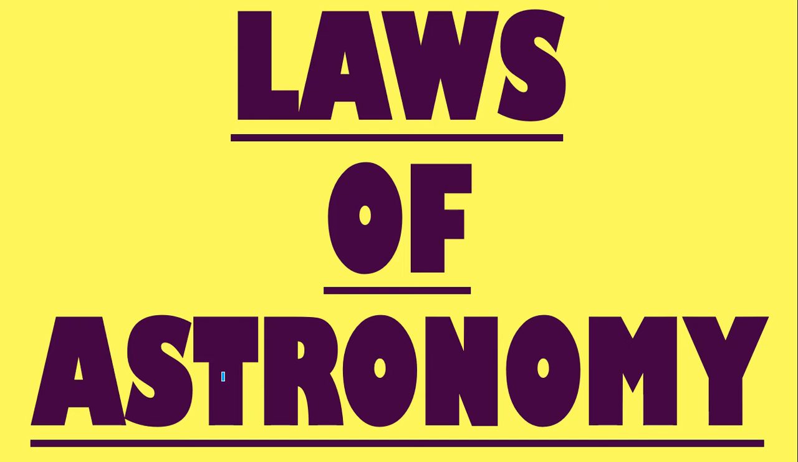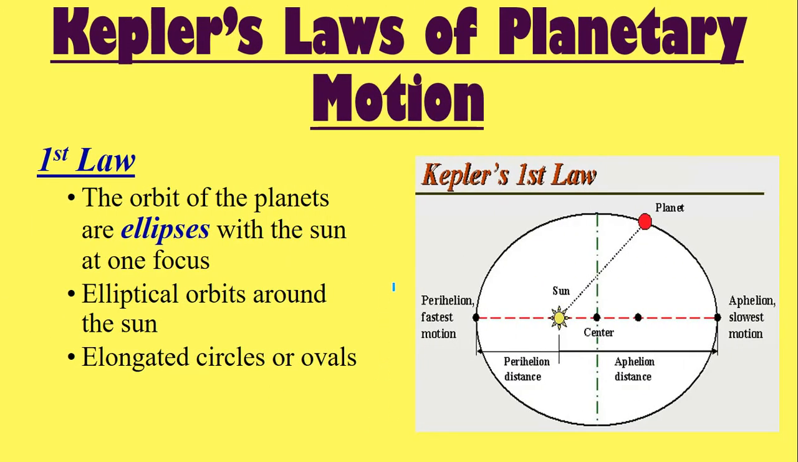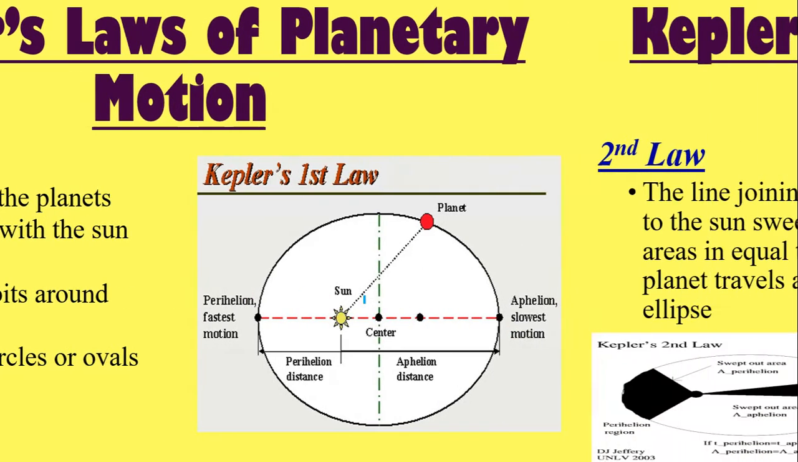So let's talk about the laws of astronomy. All right, we're going to talk about Kepler's laws of planetary motion. So Johannes Kepler and his laws. The first law says the orbit of the planets are ellipses with the sun at one focus. An ellipse is kind of like an oval or elongated circle. And so even Earth goes around the sun in this ellipse. And what happens is at some point we are closer to the sun, and at some point we are farther from the sun. But the first law just said an ellipse.